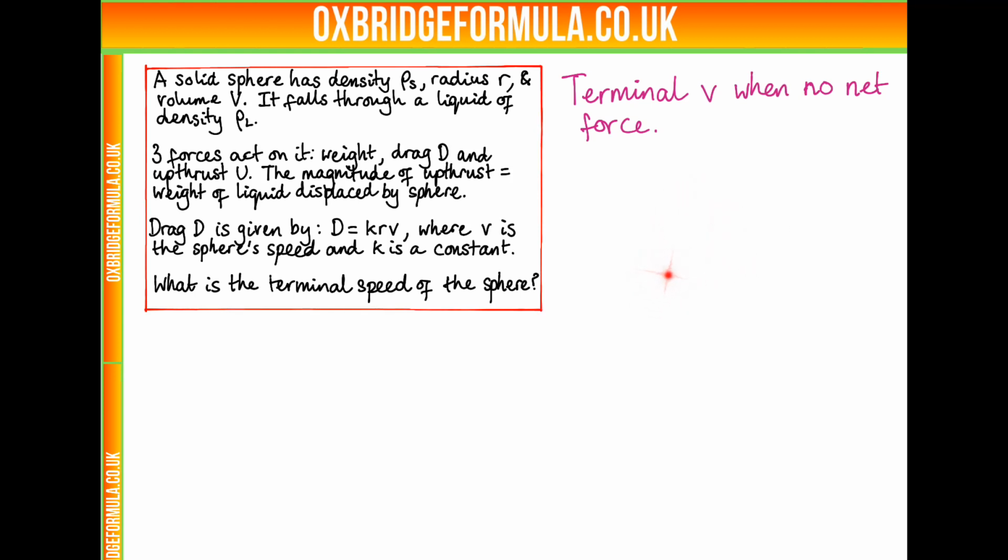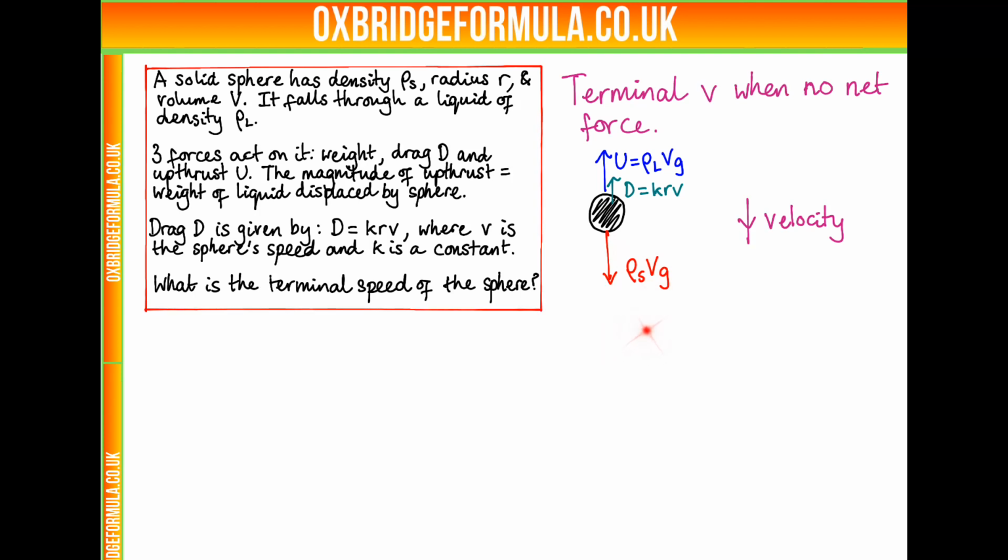So it's falling down, so the weight is going down, upthrust going up. That's why it's called upthrust. And then we also have a drag force which should be against the velocity. So velocity going down, so the drag force would be going up. If it was the opposite way, if it was floating, then the drag force would be going in the same way as weight.